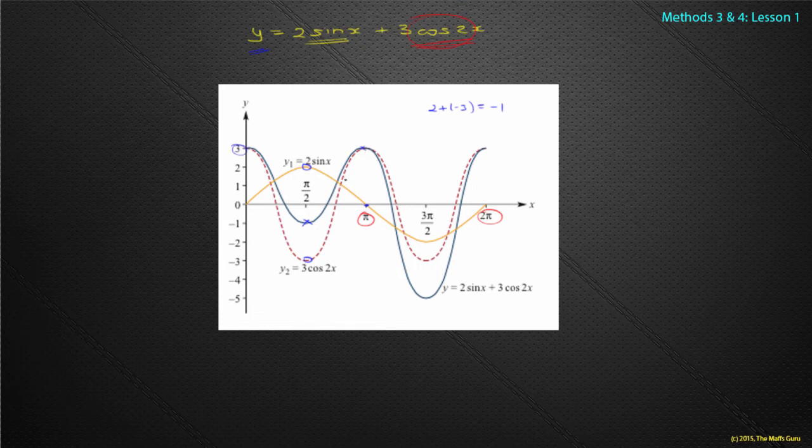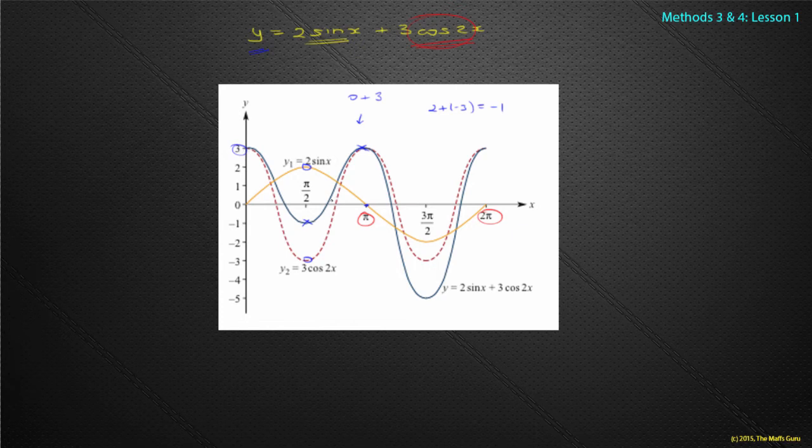Again, I'm looking for places where graphs cross 0, because that makes my life a lot easier, because I just know that in this situation, the blue dot will be where the yellow graph and the red graph add together. Well, my yellow graph has a y value of 0 at pi, and my red graph has a value of 3 at pi. So 0 plus 3 is 3, and that's why it's there.